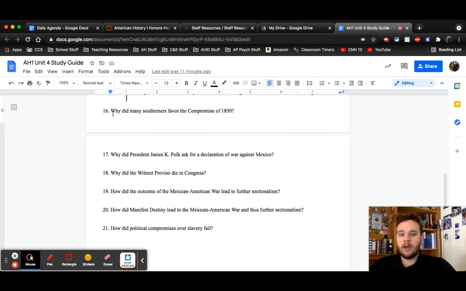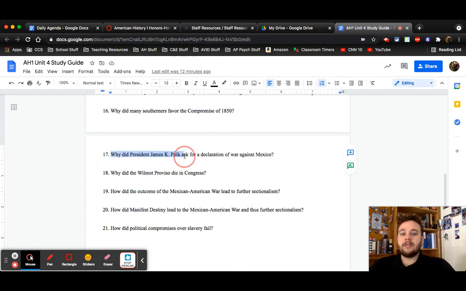16, why did many Southerners favor the Compromise of 1850? That big Fugitive Slave Act. That was the big concession that the North gave and that the South got. It made it illegal to aid runaway slaves and to harbor them, to house them, feed them, whatever. It made it illegal to do so, and it made it legal for slave catchers to go into the North and capture runaway slaves and sell them back into slavery in the South.